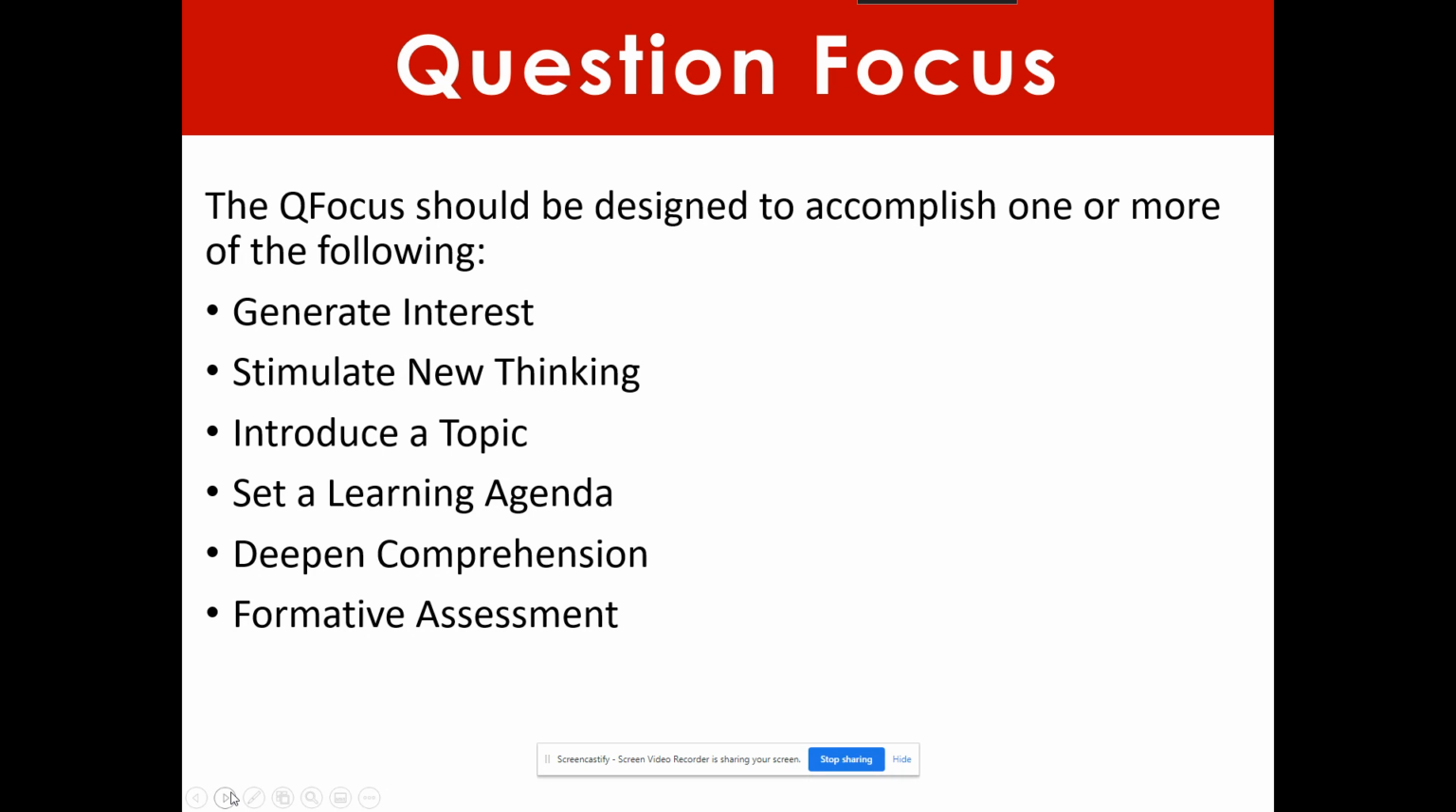The question formulation technique really should accomplish one or more of the following items here. Rather, to completely generate interest, to stimulate new thinking, like we said, to introduce a new topic, maybe to set the learning agenda. This is your huge hook for the particular module that you're about to embark on or a unit of study, and to deepen comprehension. It also can be used as a form of formative assessment.